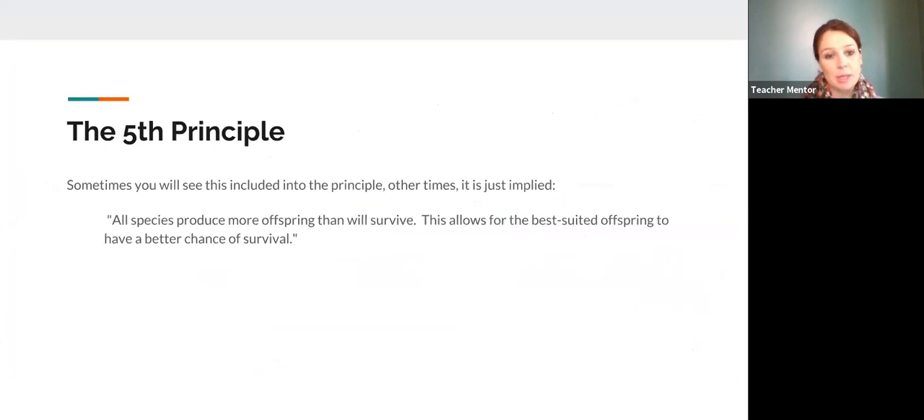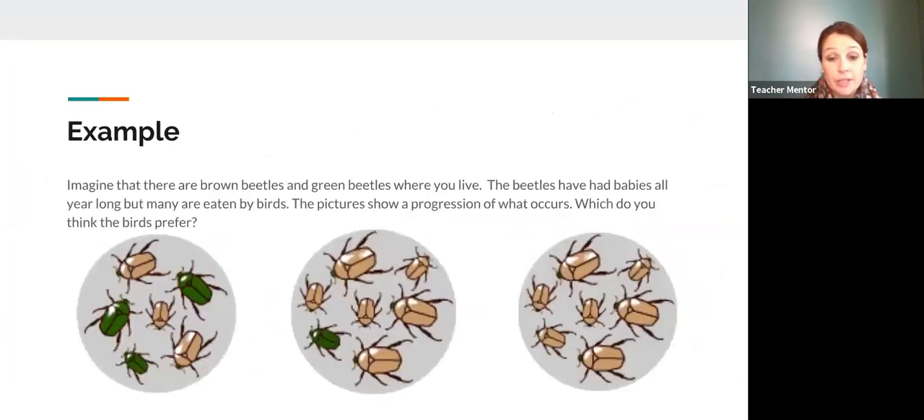So, more offspring will be produced than will survive. For example, again, this is taken just from your lesson and from your 5.2.1 assignment. Imagine that there are brown beetles and green beetles where you live. The beetles have had babies all year, but many are eaten by birds. Pictures show a progression of what occurs. Which do you think the birds prefer to eat?